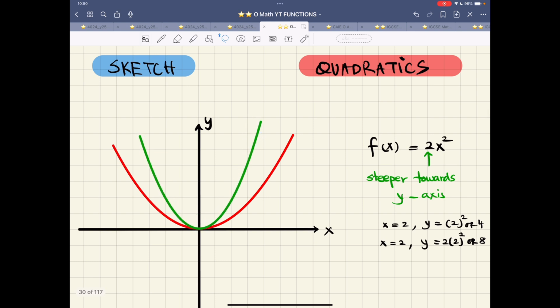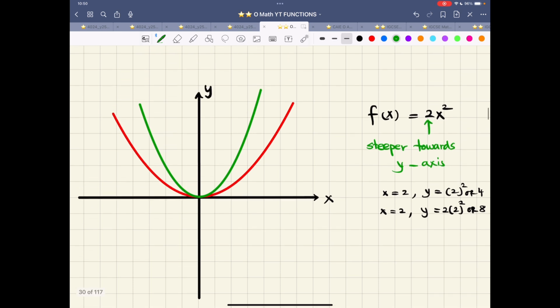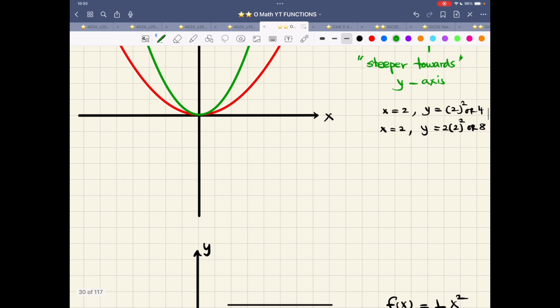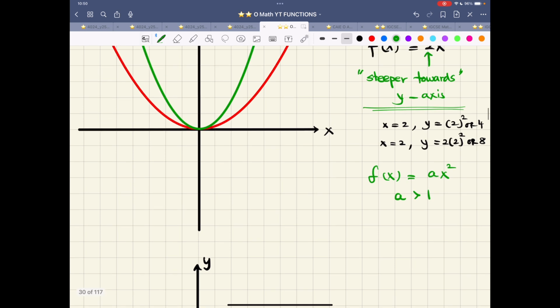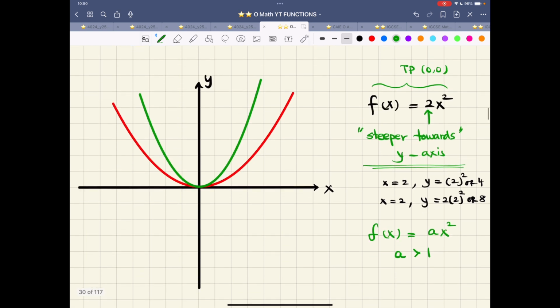So now the turning point is still the same. The turning point for y is equal to 2x square or f(x) is equal to 2x square, it's still the same, 0, 0, but it's more steeper towards the y-axis. In general, I can say if I draw the graph of f(x) is equal to ax square, and if a is greater than 1, then this is what is bound to happen. It will get more steeper towards the y-axis. So take a screenshot, save it, jot it down in your register, and then practice it later.